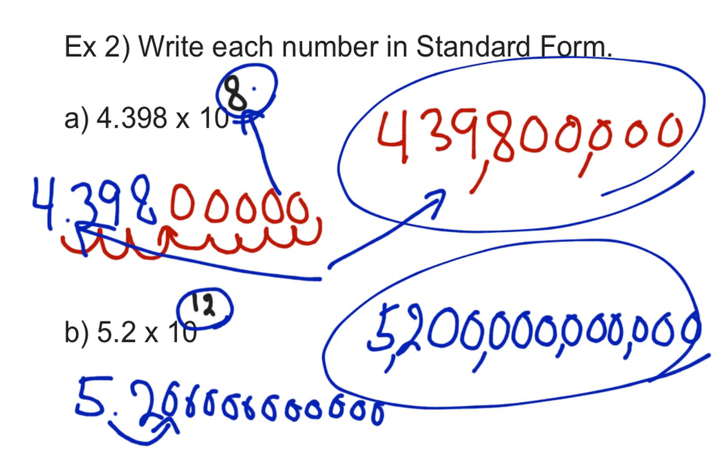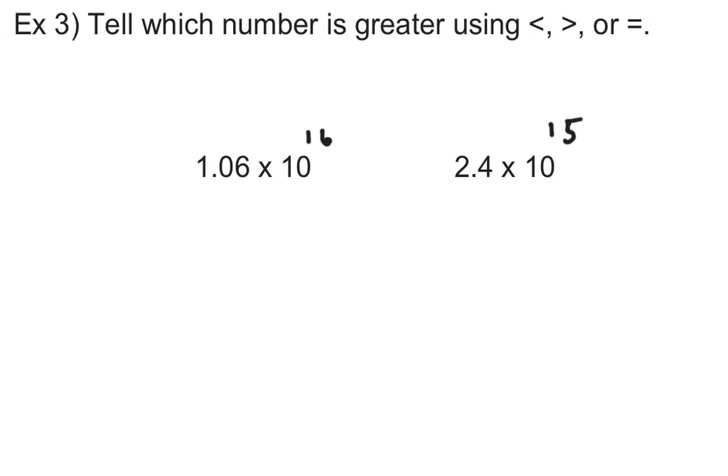So they're going to ask you two things. Basically, you're switching back and forth between the two forms. Scientific notation compared to standard form. Last question. Tell which number is greater using less than, greater than, or equal to. Okay, so watch what's going to happen here. Okay, these are both in scientific notation. Now, I'm not saying that you have to do this, but I'm going to show you a long way and then I'm going to show you a shortcut.